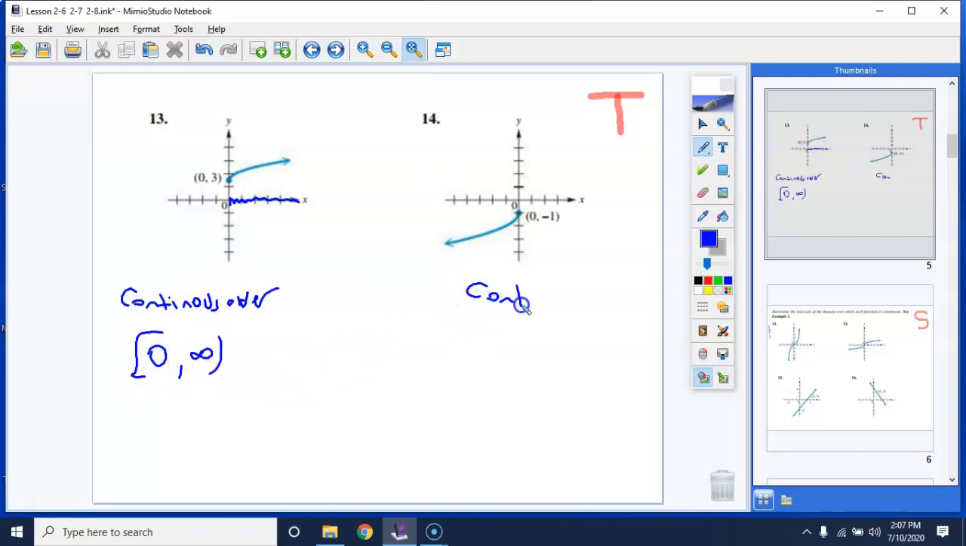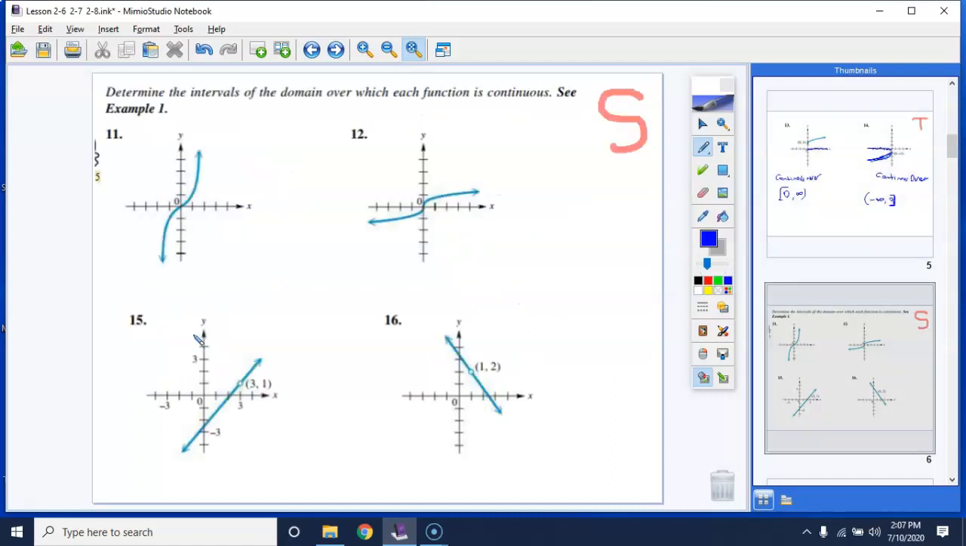On this one, continuous over which interval? So here it's going this way, right? So what's my domain here? Domain should be 0 and negative infinity, negative infinity to 0. But this function is continuous over this interval. This function is continuous over this interval. So those are your turn examples. Please try to solve those examples. Find the continuous interval.